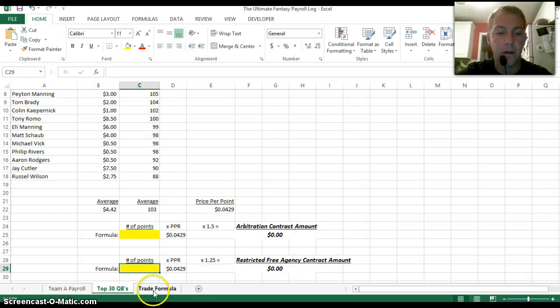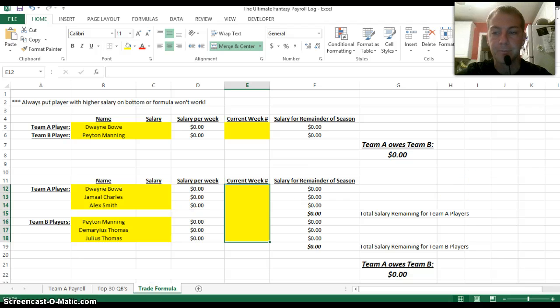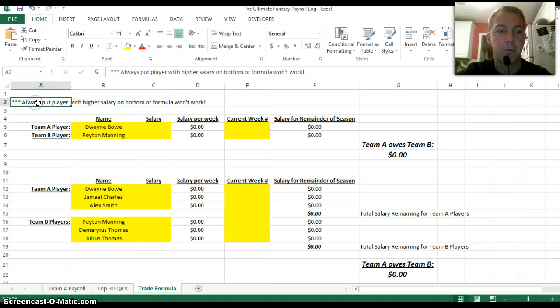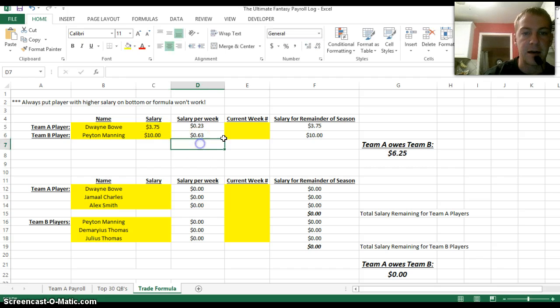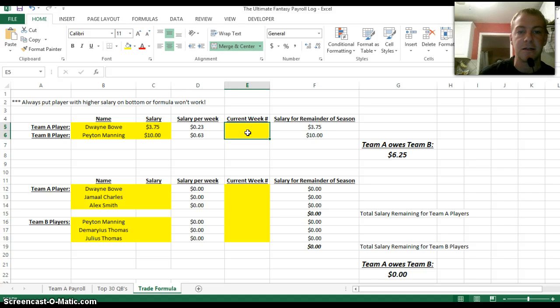And you can see the difference in this example if it happened during week 4. I also, in the spreadsheet, as you can see here, put together some more formulas. And the first thing to remember when you're using this is to always put the player with the higher salary on the bottom, or the formula won't work. So let's make a different example. Peyton Manning's salary is $10, and Dwayne Bowe's is, we'll say, $3.75. So that figures out how much per week. That's based on a 16-week period.